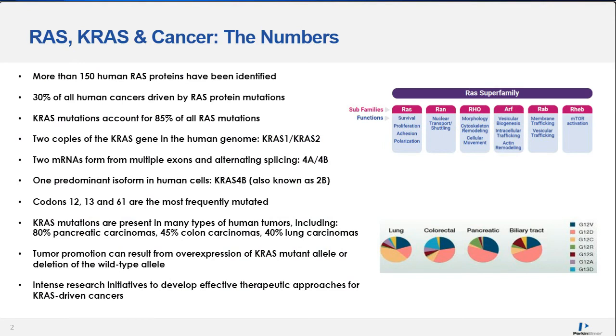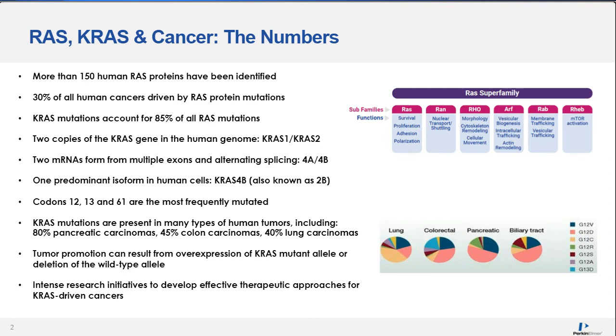First up, let's have an introduction to RAS proteins, what they are, what they do, and why they are of interest to us. More than 150 human RAS proteins have been identified and classified in 6 families. These proteins are important, playing a role of signal transducers for pathways that regulate numerous intracellular functions, including cell growth, proliferation, differentiation, and survival. RAS protein mutations have been found to drive more than 30% of all human cancers across a wide range of cancer types.